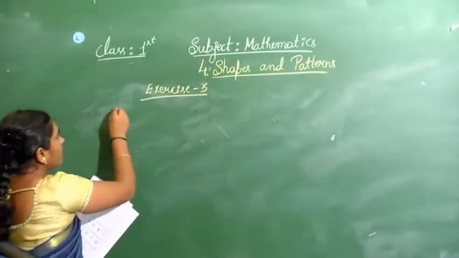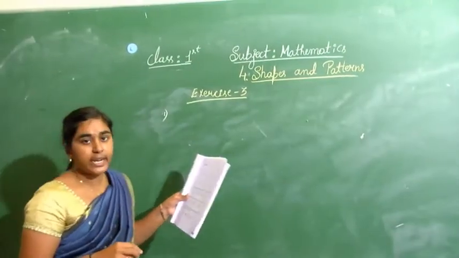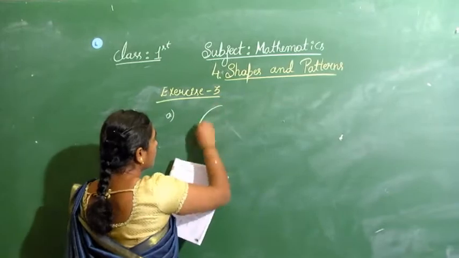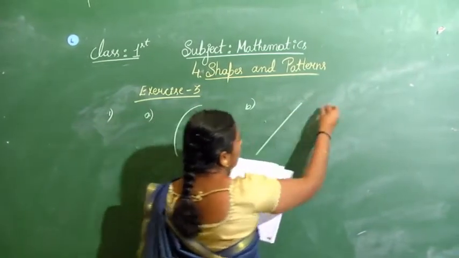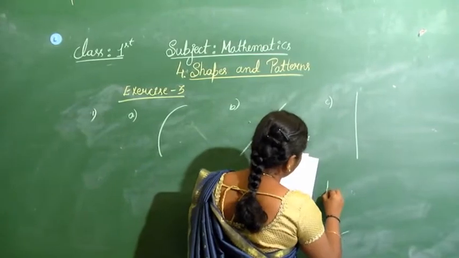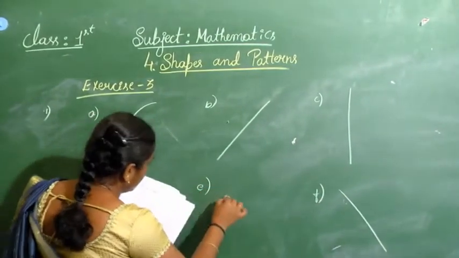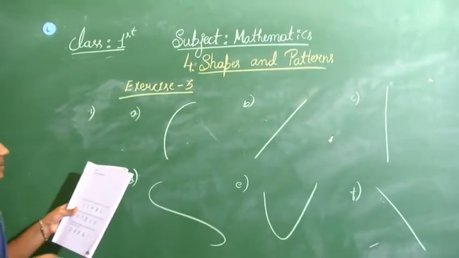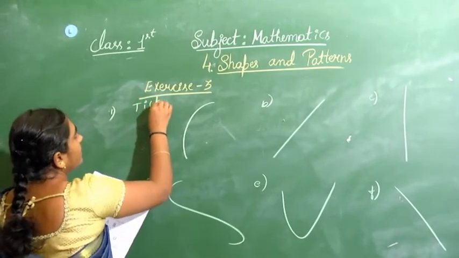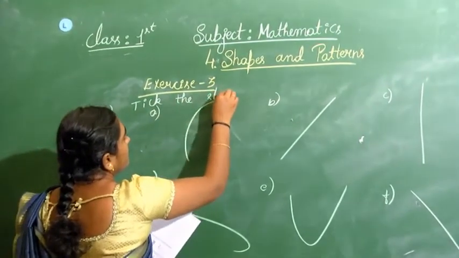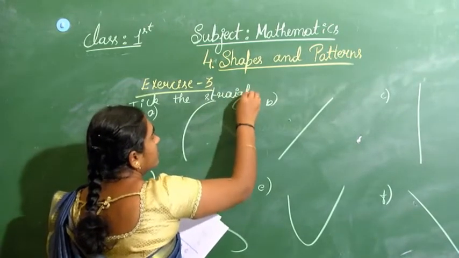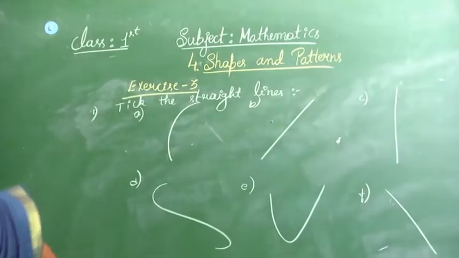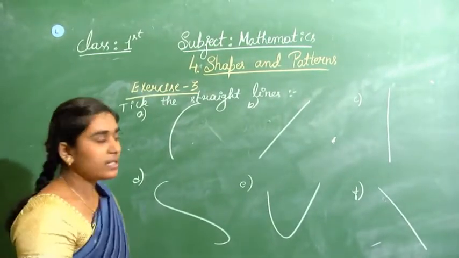Exercise 3. First one. Tick the straight lines. Among there are 4 questions. A, B, C, now tell me which are the straight lines. We need to tick the straight line. Identify and pick the straight lines. Which are the straight lines?